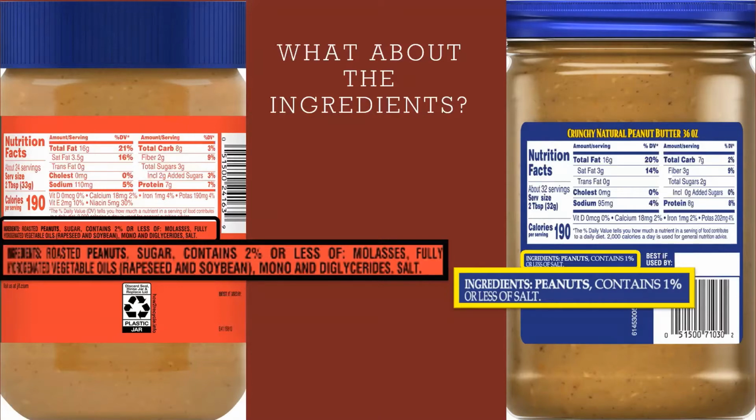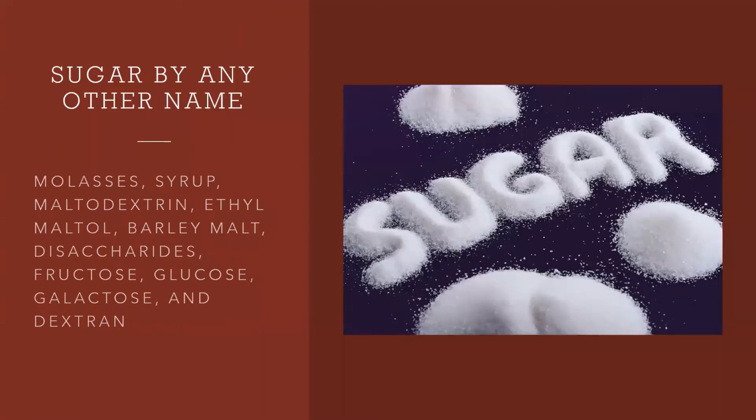That's up to you. Let's look at some other names for sugar. Molasses, syrup. There's lots of kinds of syrup. You might see rice syrup, corn syrup, barley syrup. There's lots of syrups. Other names might be maltodextrin, ethyl maltitol, barley malt, disaccharides, fructose, glucose, galactose, and dextran. You might also see lactose. There's so many names for sugar.